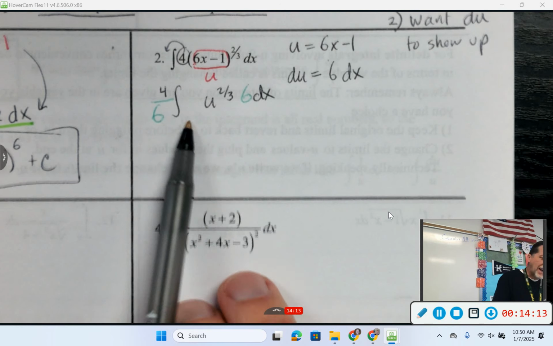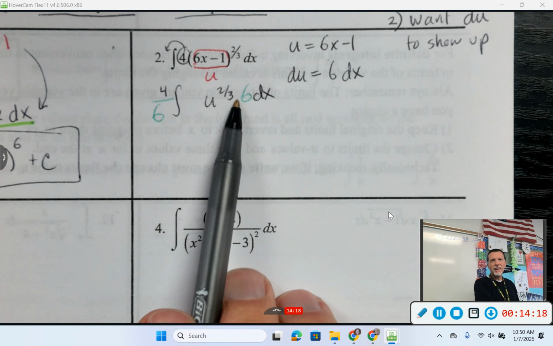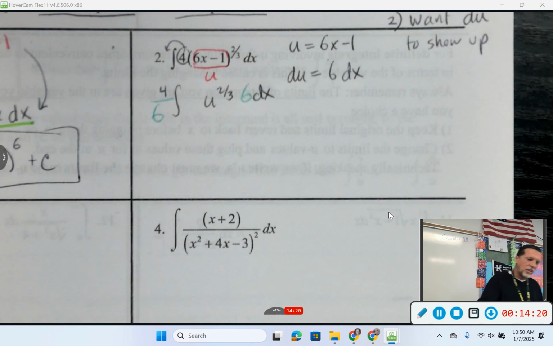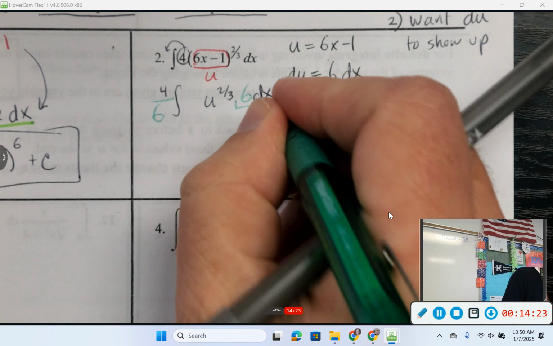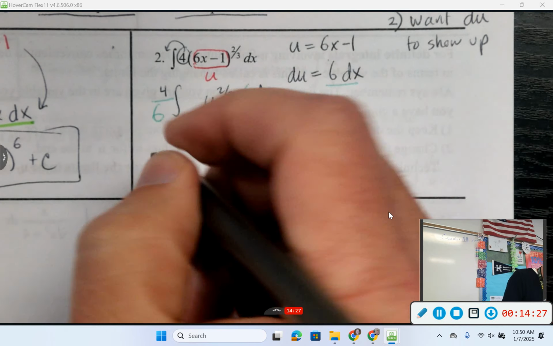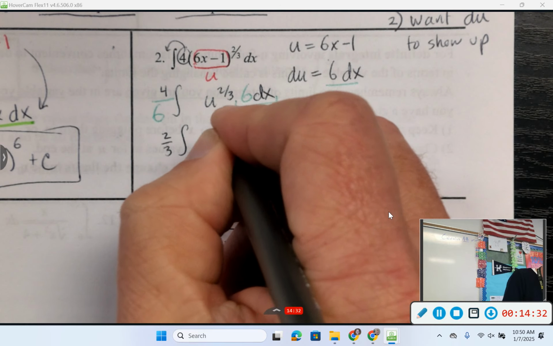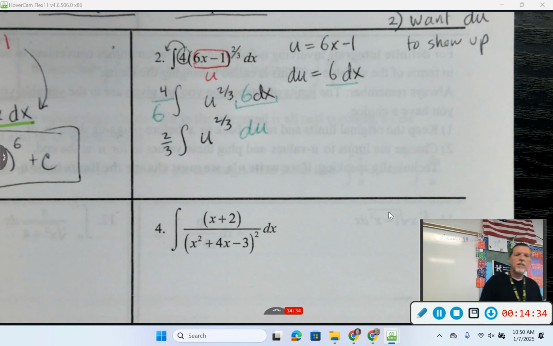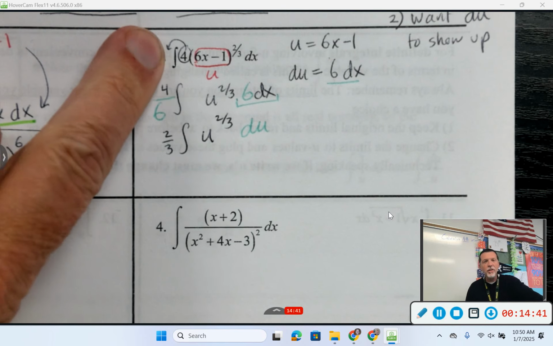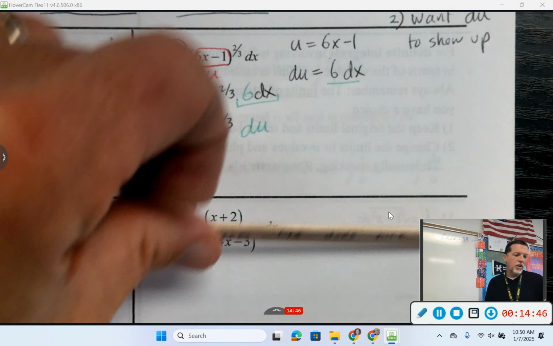Okay, I kind of don't like what I've written. It's not wrong, but there's nothing you can do with that because you've got u's and x's in there. So I need to change or replace this 6 dx with du. 2/3 antiderivative u to the 2/3 du. And again, we went from a really awful antiderivative to one that's hopefully not as bad, hopefully fairly straightforward.